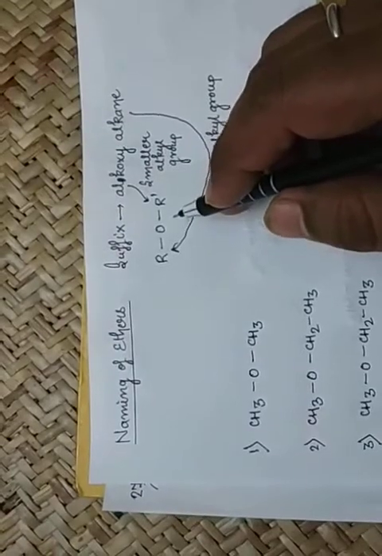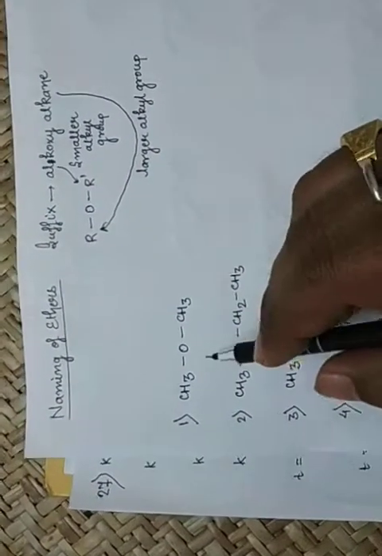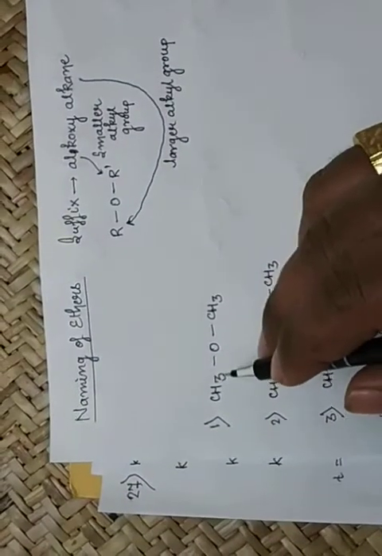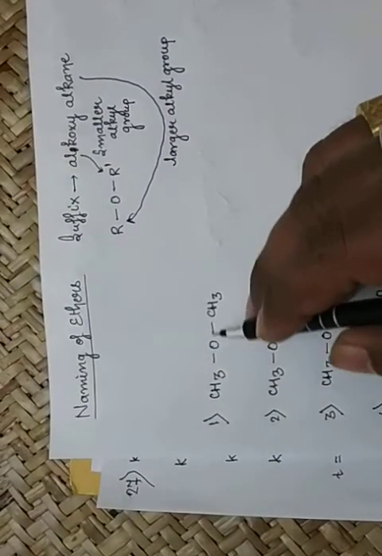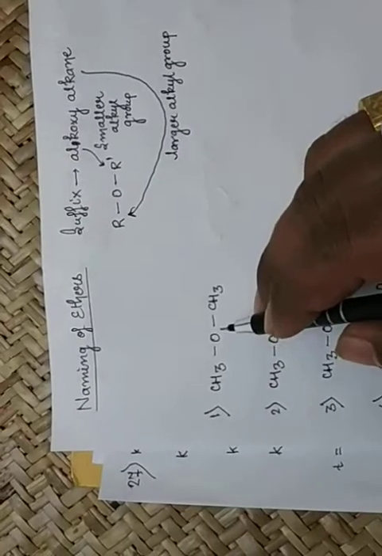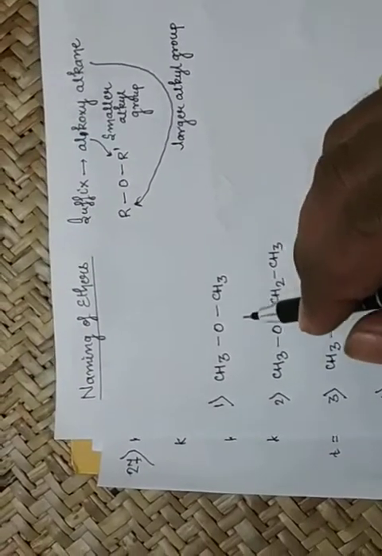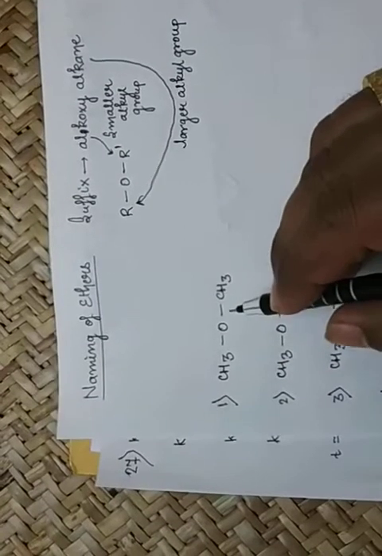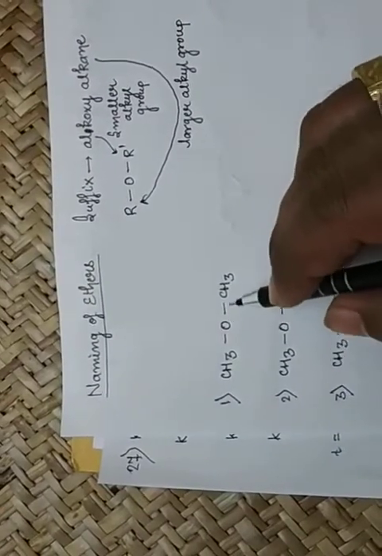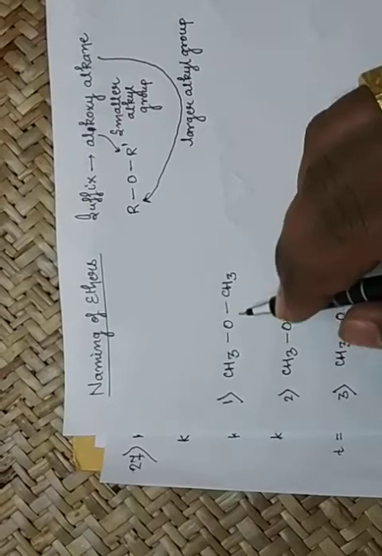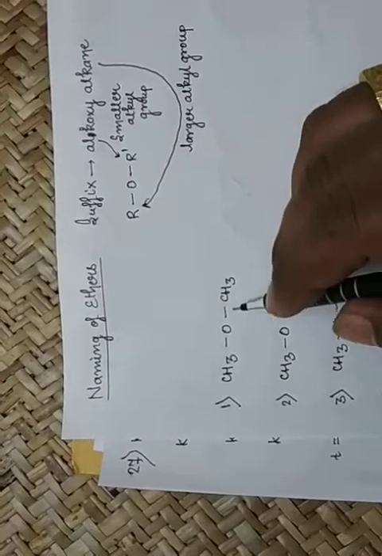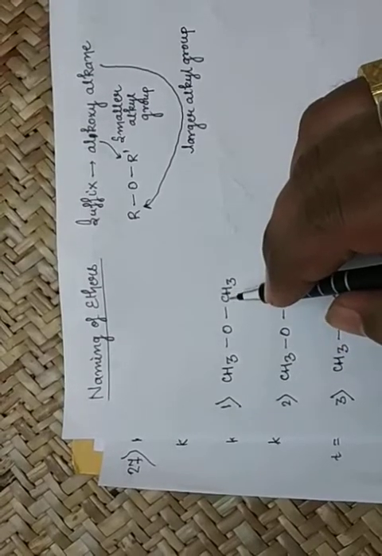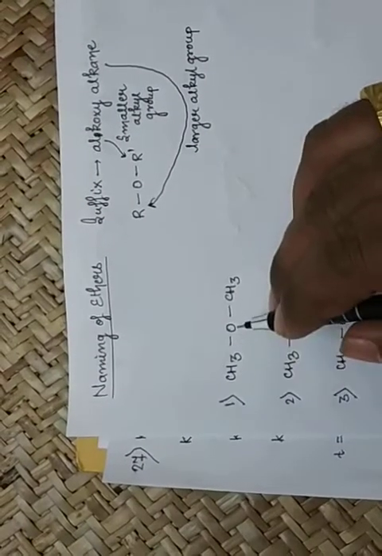Okay. Now there are different types of examples of ether. Suppose the first example is CH3OCH3. First you consider the oxygen attached with the smallest carbon atom. Here there is the same type of alkyl group on both sides, so you count on both sides: one carbon attached with oxygen and again one carbon attached with oxygen.